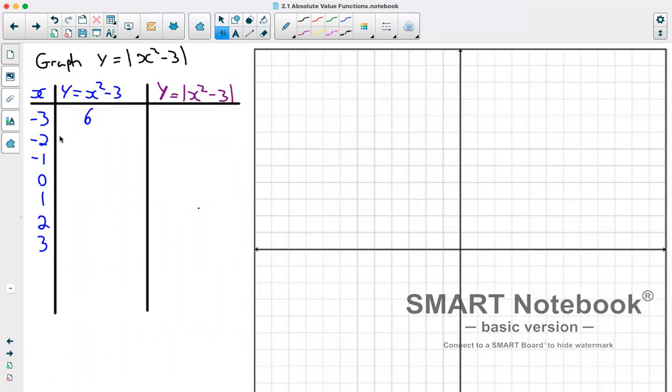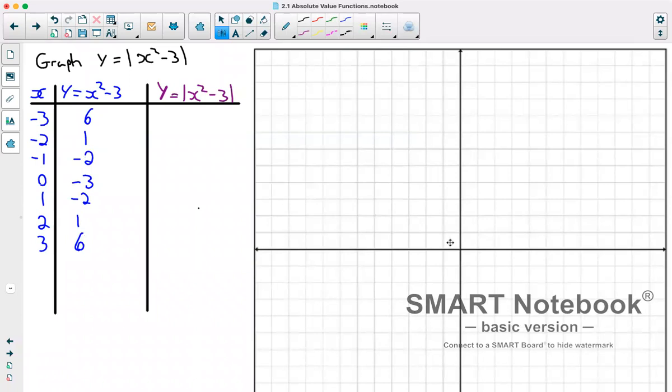-2 squared is 4. Minus 3 is 1. -1 squared is 1. Minus 3 is -2. 0 squared is 0. Minus 3 is -3. 1 squared is 1. Minus 3 is -2. 2 squared is 4. Minus 3 is 1. 3 squared is 9. Minus 3 is 6.